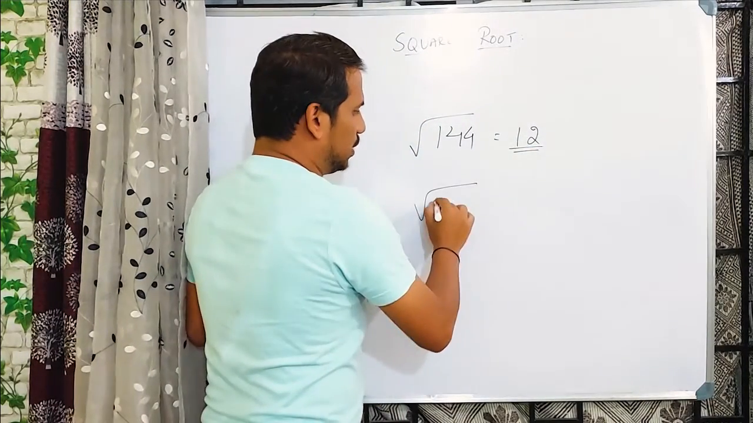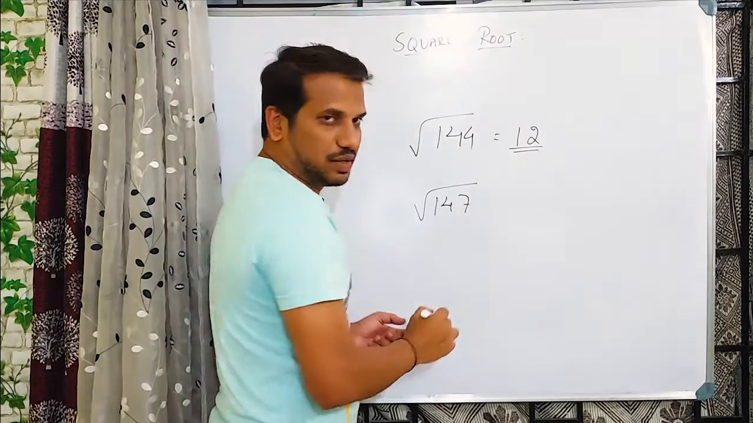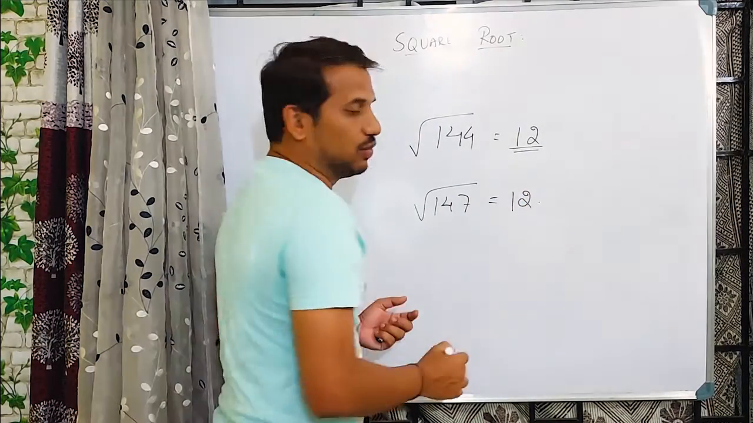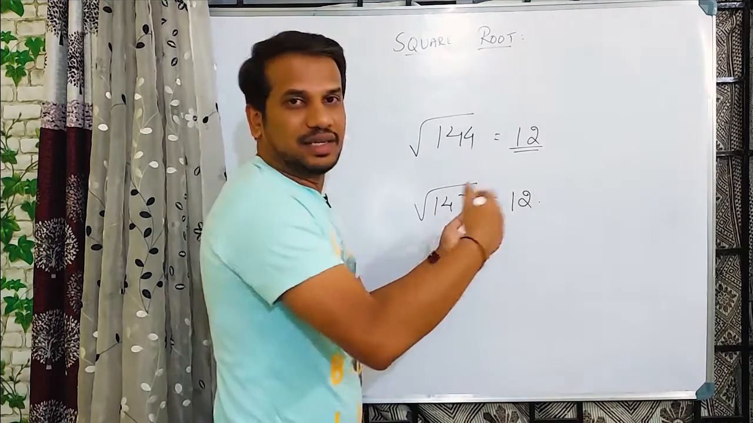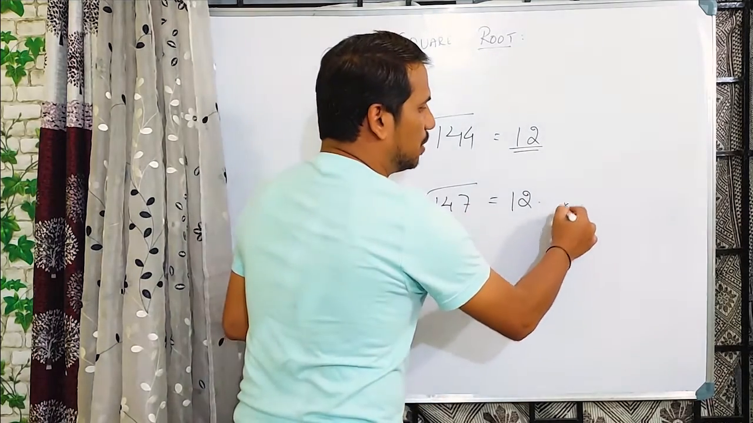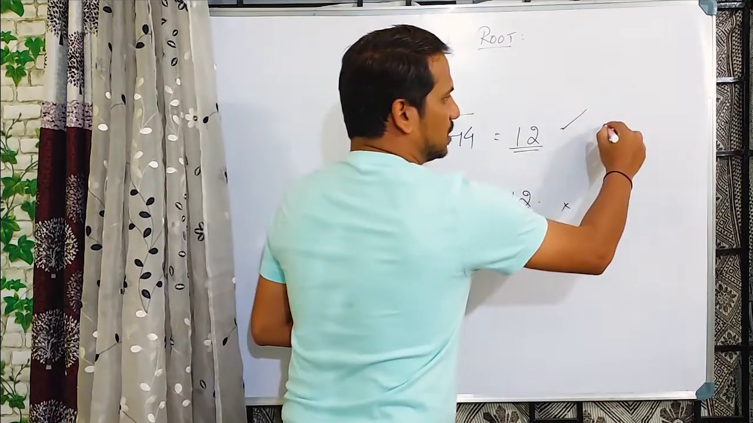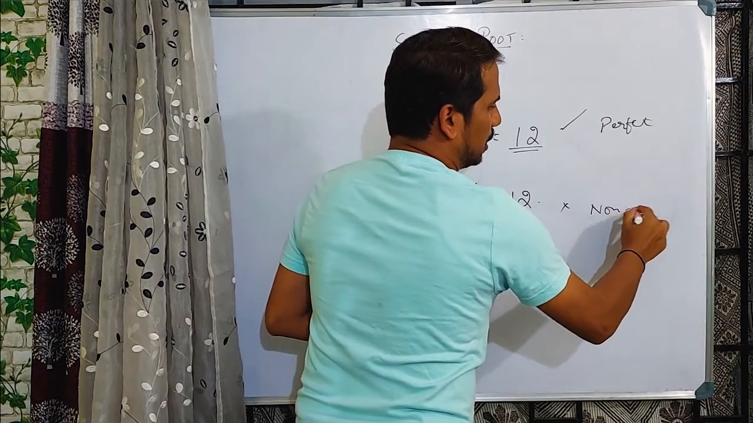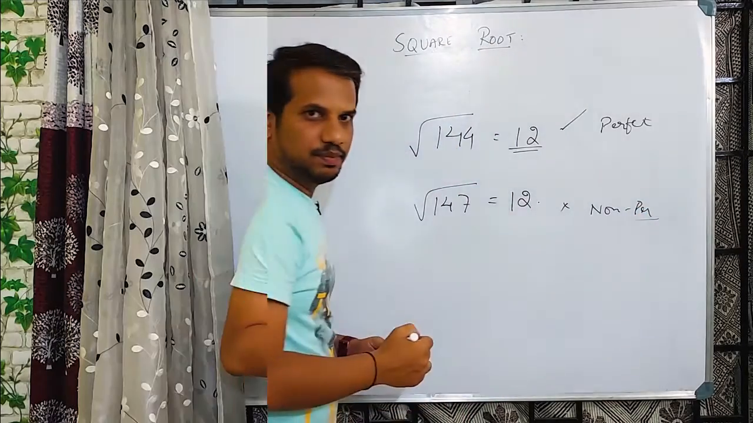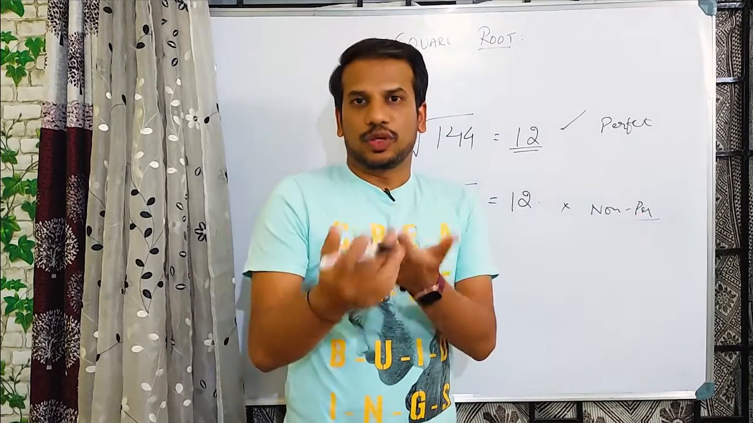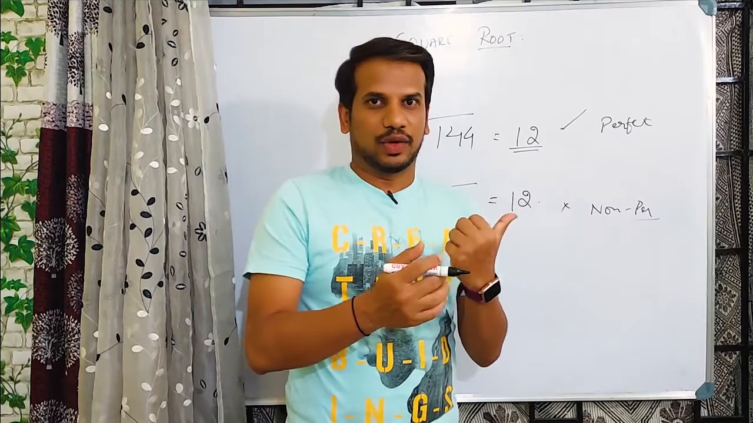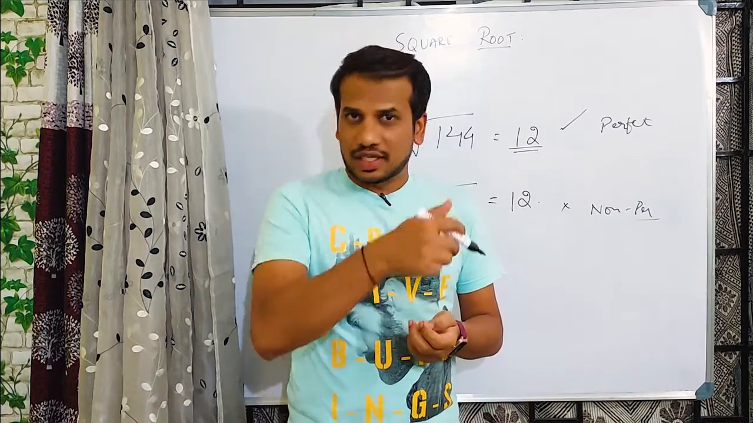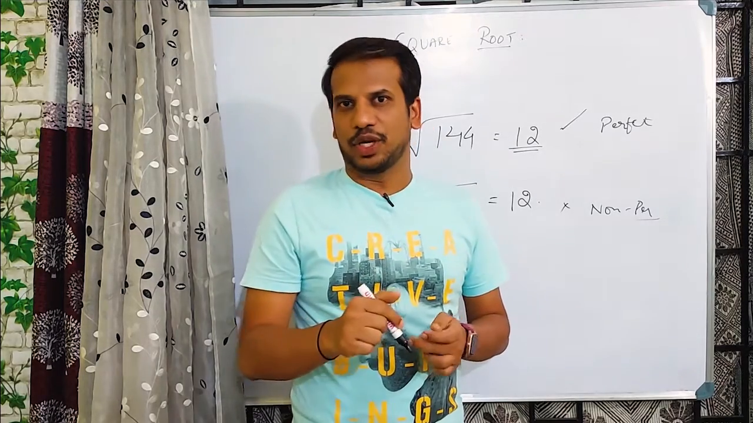Now if we try to find out the square root of 147, does it come as a whole number? No. The value will be 12 point something. So this is not a perfect square. So that means this is a perfect square and this is a non-perfect square. Now there are two different methods to solve the square root of a perfect square and a non-perfect square. We'll see both of these in the same video.